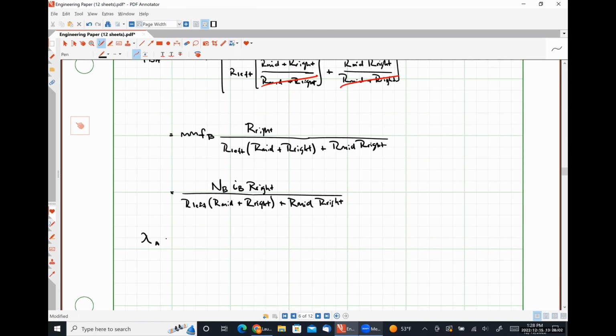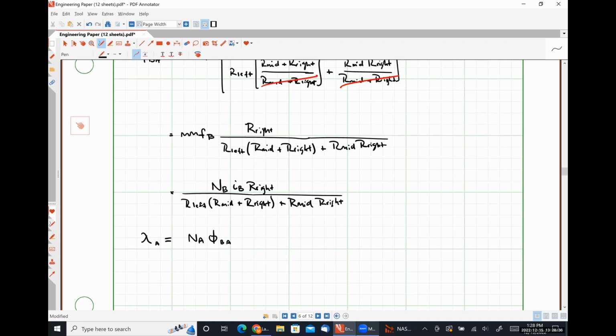What is the flux linkage of coil A? So what is flux linkage by definition? Number of turns times the flux. So if we're looking for the flux linkage of coil A, it's the number of turns in coil A multiplied by the flux that's passing through coil A, which is that phi BA thing we just calculated, okay?